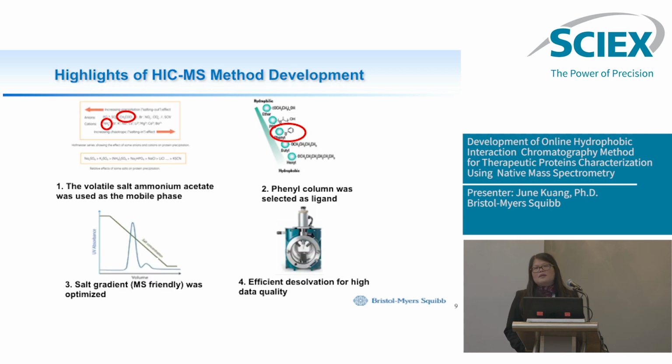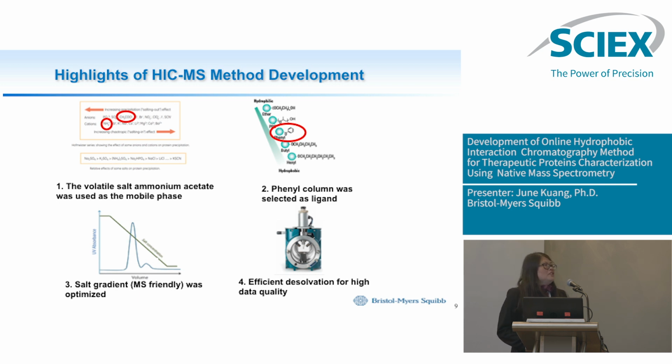So how can we overcome the challenge to develop this MS-friendly HIC-MS method? First, we have to choose an MS-friendly salt, which is ammonium acetate, as the mobile phase. Then, depending on the hydrophobicity of the protein, we choose a phenyl column as the binding ligand, and we optimize the mobile phase gradient so that the salt concentration is more compatible with MS detection.